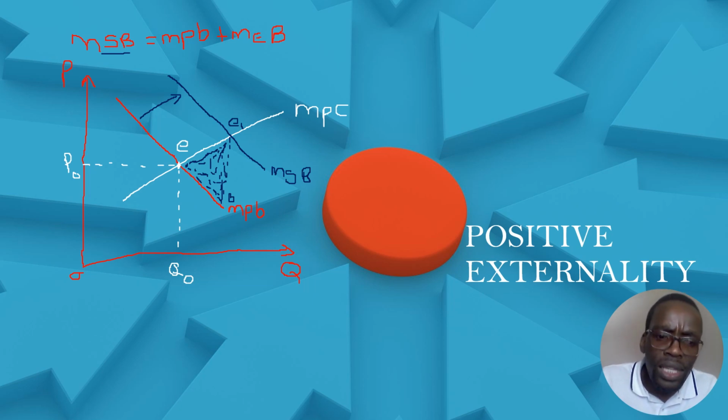Now, this is what it means. If the market had been left to its market mechanisms, if we had left the market forces to operate on their own, we were going to produce quantity Q0 and sell that quantity Q0 at price P0. Even the consumers were going to consume quantity Q0 and were willing to pay price P0 if we had left it to the forces of demand and supply.